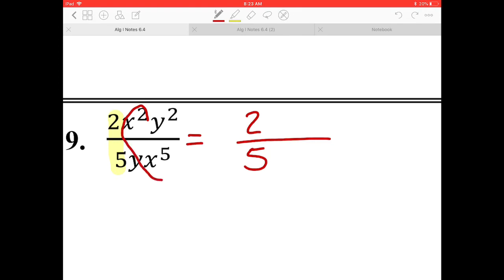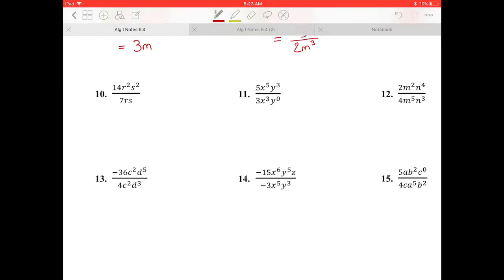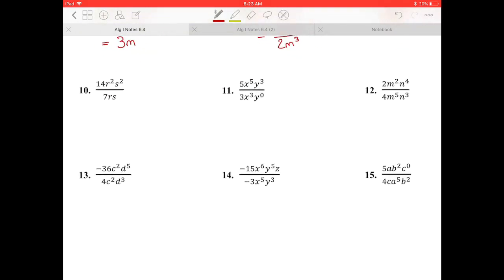So let's see, X squared and X to the 5th power. 5 minus 2 is 3, and the bigger exponent's in the bottom, so that's where we're going to leave X cubed. For the Y's, 2 minus 1 is 1, and the bigger one's in the top, so I'm going to leave 1 Y in the top. There you go. All right, I'm going to check and see where some of the more difficult problems are.